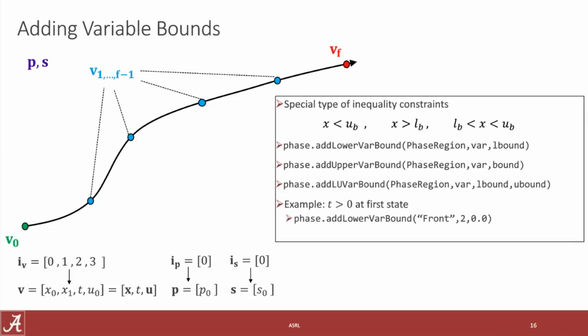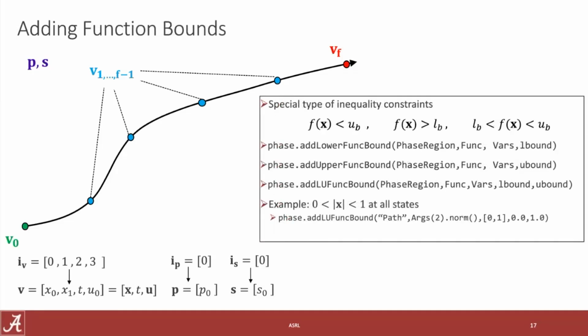There's also upper and lower bounds that you can set. So a special type of inequality constraint where, again, you're picking the phase region flag. You're going to pass in the state variable that you're using, so states, time, or u. And then you can append a lower bound or an upper bound. So say you need your X position to always be between some region. You can even just do add LU var bound for the entire path, let's say, of the variable index that you want, and add its lower and upper bounds.